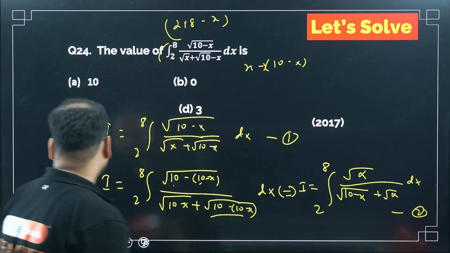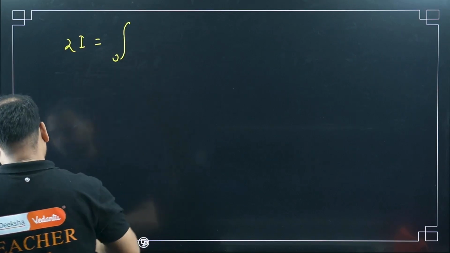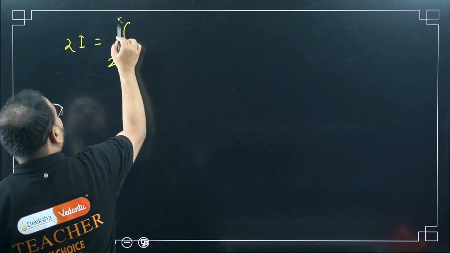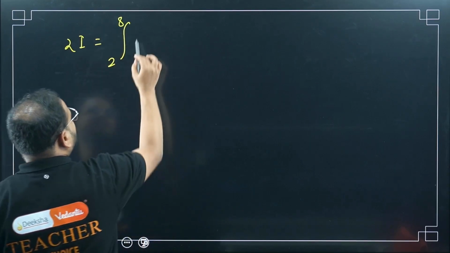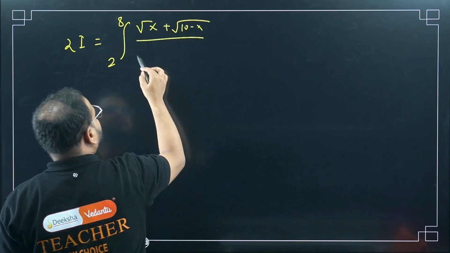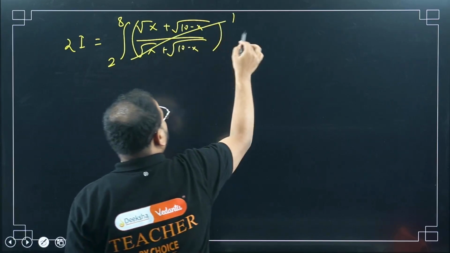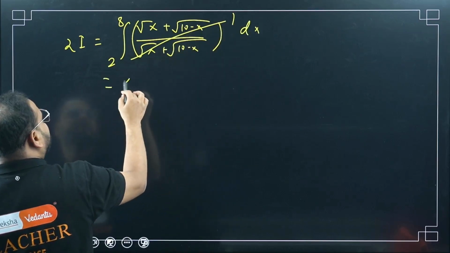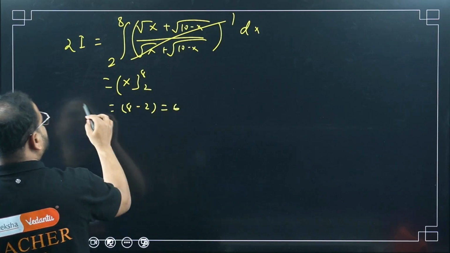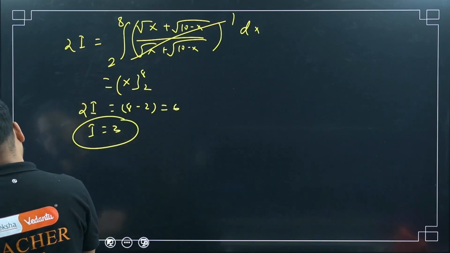Add 1 and 2. I get what? Again 2I. Integration from 2 to 8 of root of x plus root of 10 minus x upon root of x plus root of 10 minus x. This whole thing will be simply 1. What is the answer? X from 2 to 8. So 8 minus 2 is how much? 6. This is the value of 2I. What is the I value? 6 by 2. How much is that? 3.